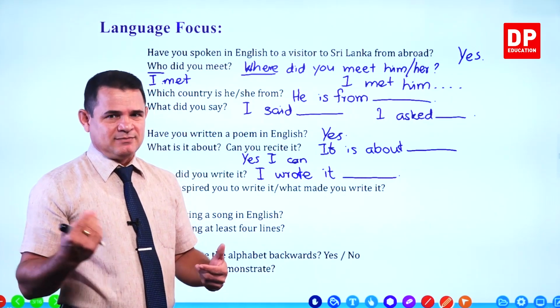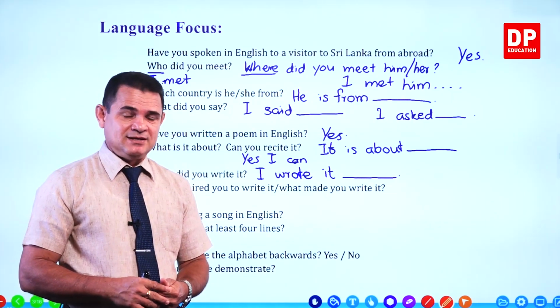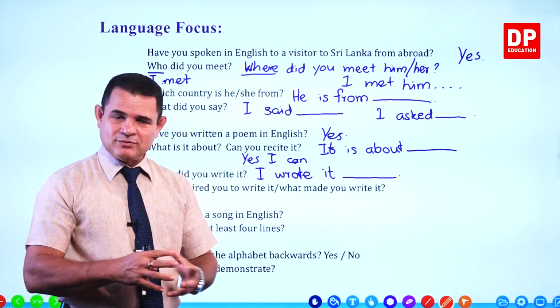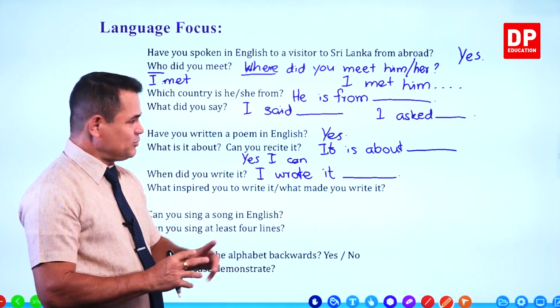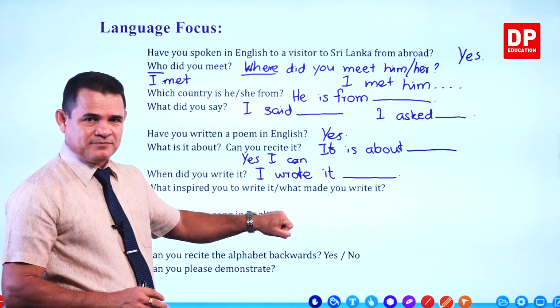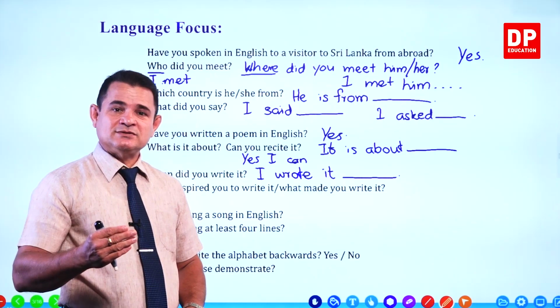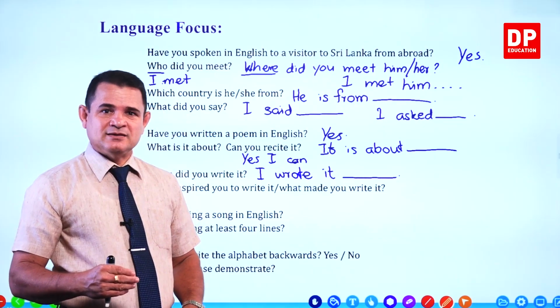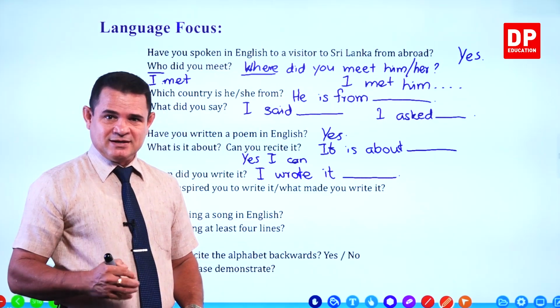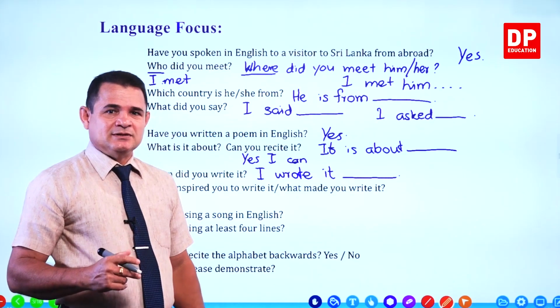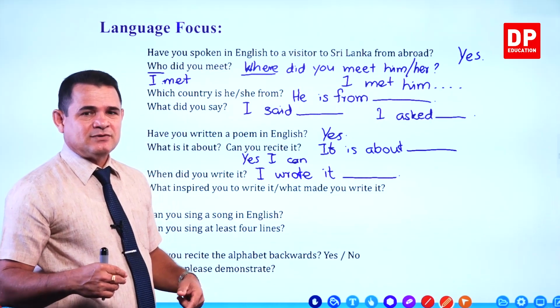Or else sometimes you do activities in the class. Maybe you wrote a poem at that time. Or else sometimes you have some inborn talents. So you can tell the reason why you wrote it.